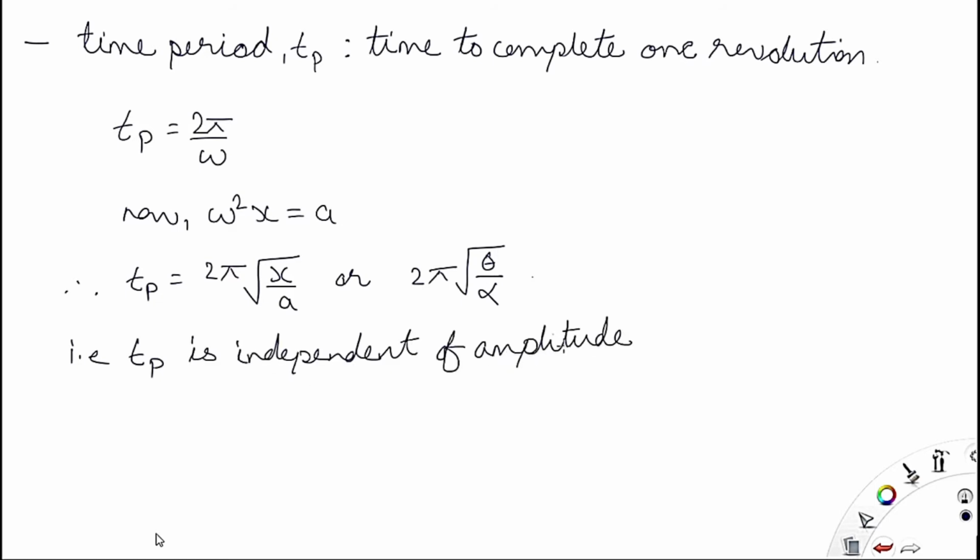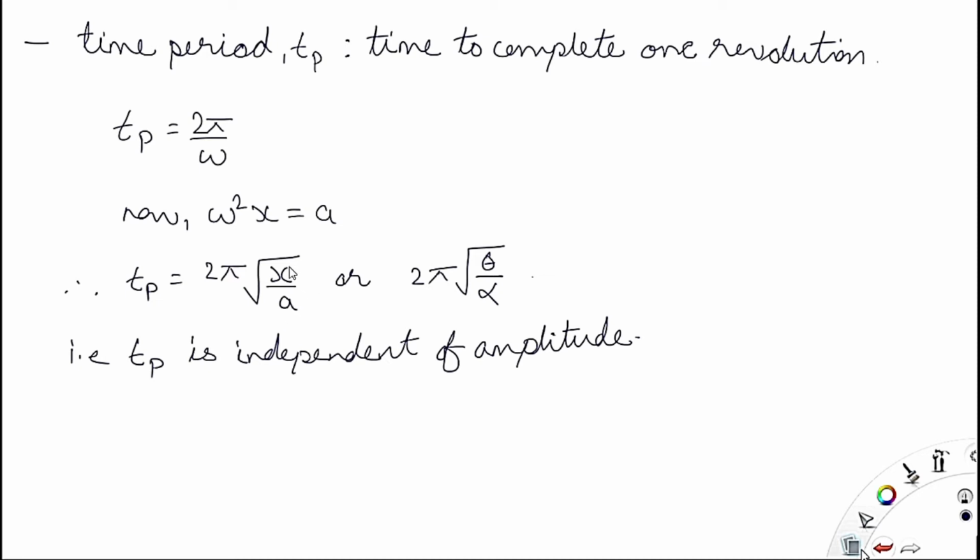Now we know that acceleration in simple harmonic motion is equal to omega square into x. So we replace this omega with x and a, and we get time period T is equal to 2 pi into under root of x by a. x is the displacement and a is the linear acceleration. Okay, and x is the linear displacement.